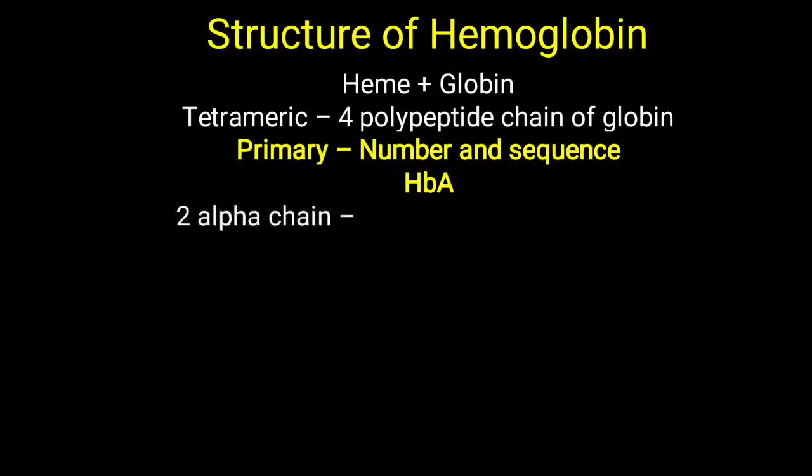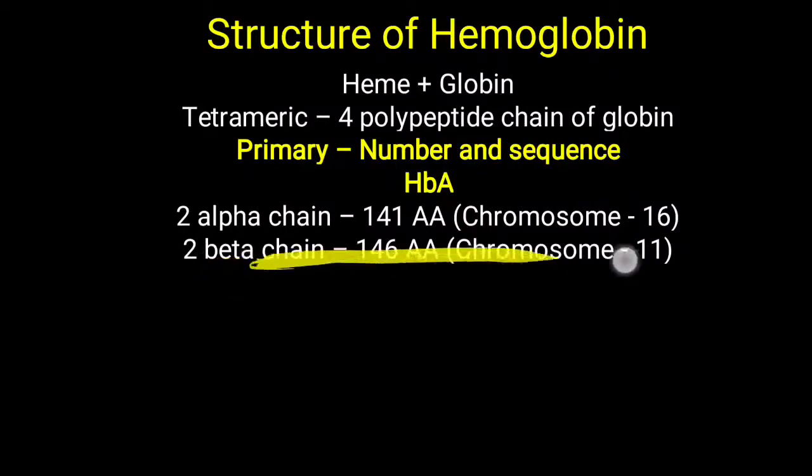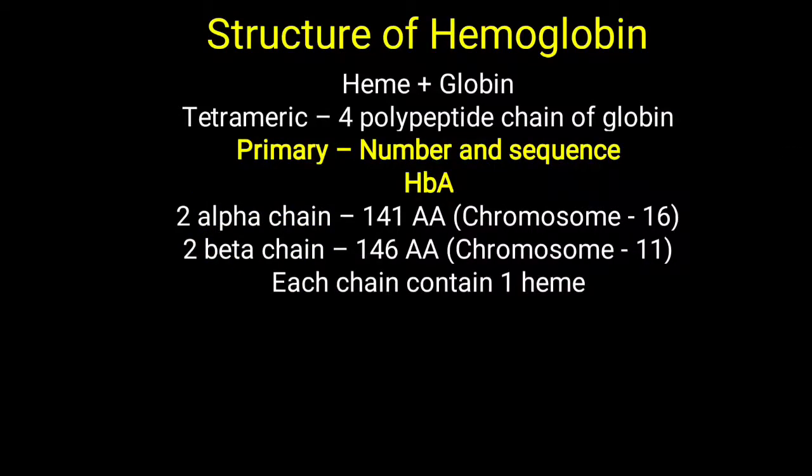In this adult hemoglobin, there are 2 alpha chains and 2 beta chains that combinedly make 4 polypeptide chains. Each alpha chain contains 141 amino acids, and the gene for this alpha chain is located on chromosome number 16, and for the beta chain it is located on chromosome number 11. So a total of 4 globin chains is there. Each globin chain contains one heme residue. The importance of that heme residue we will also look at.